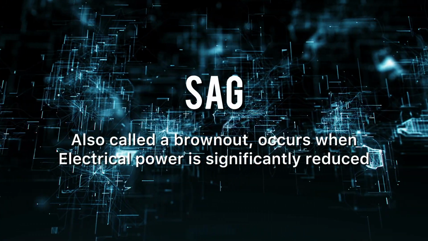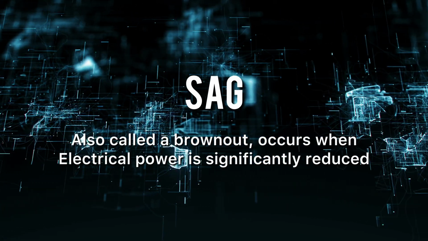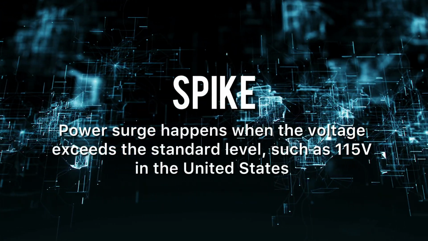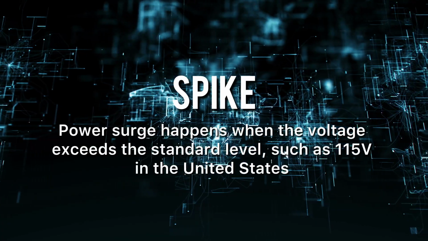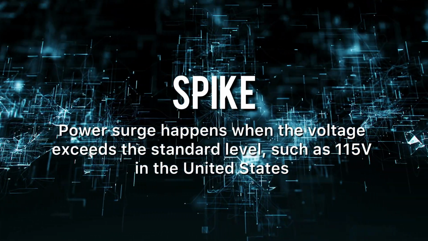A sag, also called a brownout, occurs when electrical power is significantly reduced. A spike, or power surge, happens when the voltage exceeds the standard level, such as 115 volts in the US. These common events can disrupt or even damage network devices.